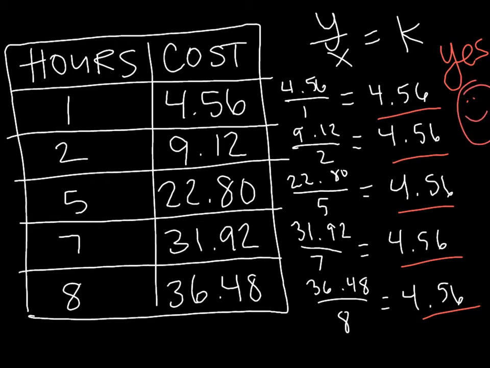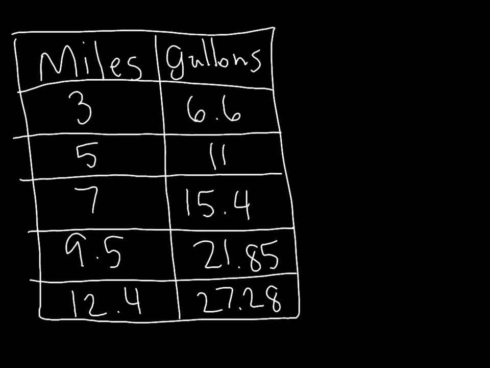All right, let's take a look at our next problem. All right, here we have our next problem. Let's go ahead and see. We have miles and gallons, and we're going to do that same ratio, the y divided by x, and we're going to see if we get the same number every single time. So I'm going to start with 6.6 over 3, which equals 2.2.